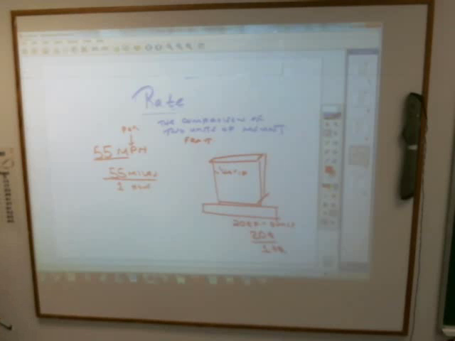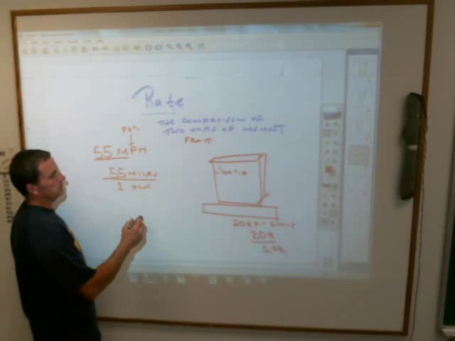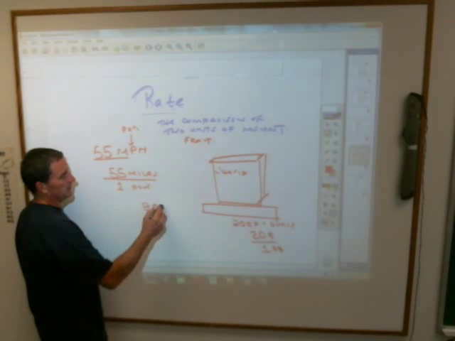That would be other things. You could make it how many points or runs you score in a baseball game. What would that rate be? Well, maybe you score 8 runs per game.